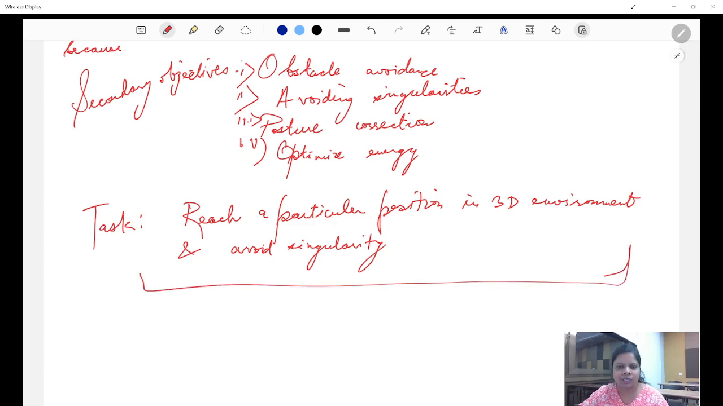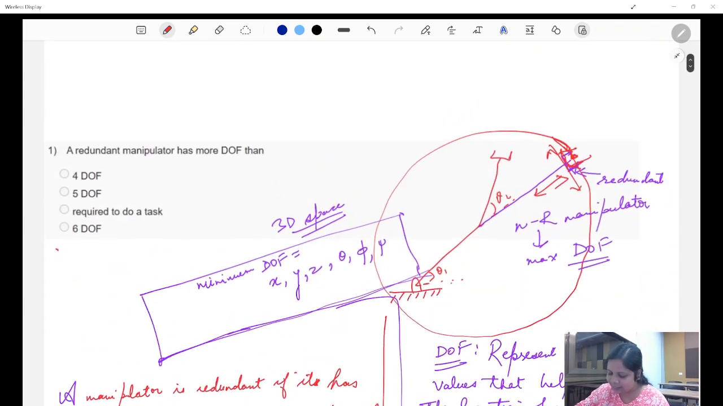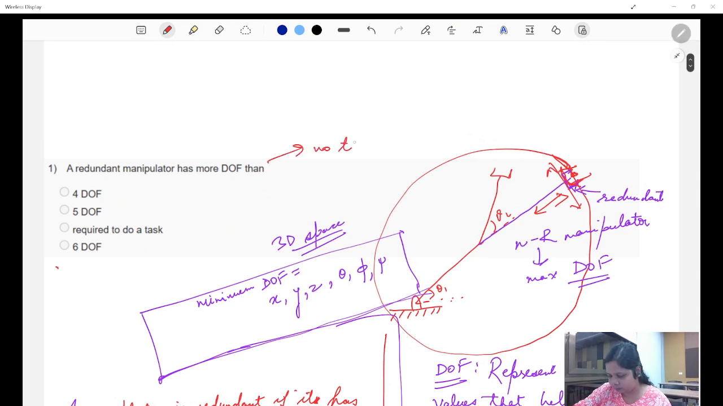When you have this question with you, how many degrees of freedom would you need? Can you say it is 6? No, you cannot say it is 6. It is something greater than 6. It depends in what direction you want to move, whether it is only in X, Y, or Z. But it is something more than 6. So your task is something, and then you define what your degree of freedom is. But in this question, since no task is mentioned, we really don't know where we have to reach.